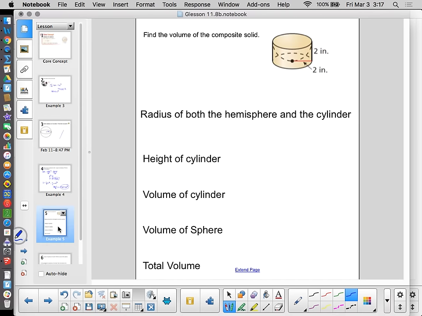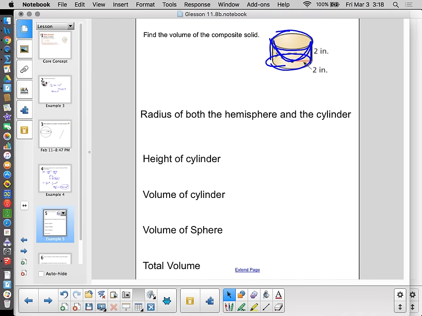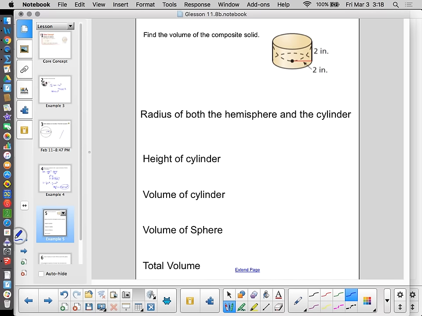All right. How about this one? Find the volume of the composite solid. So what we have here is we have a cylinder. Okay, we have our cylinder. And we're kind of taking a hemisphere out of it, or a half of a sphere for volume. So my plan here is I have to find the volume of the cylinder minus 1/2 the volume of the sphere.